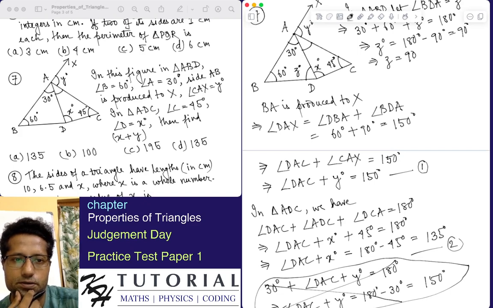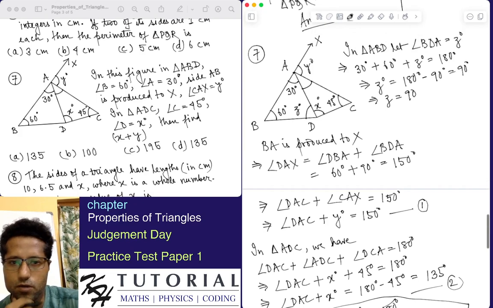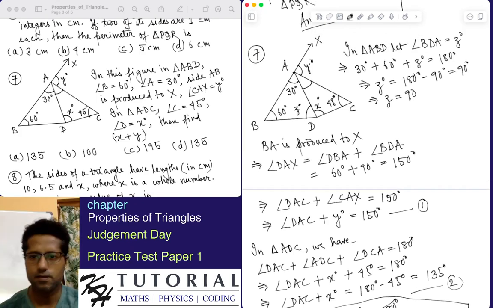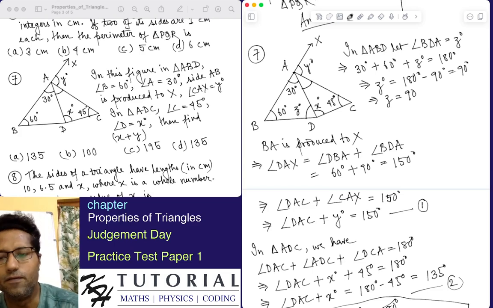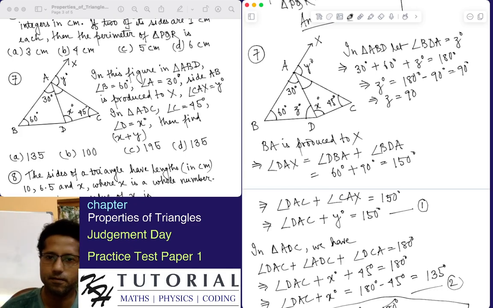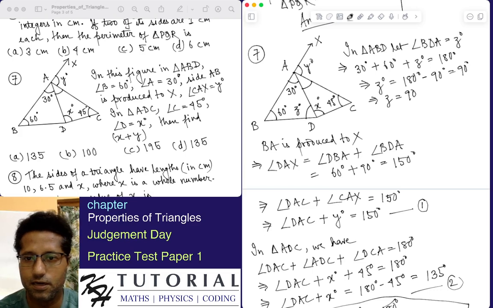In triangle ADC, C is 45 and D is x degree. Now I am not sure from the figure whether BC is a straight line or not. I mean, whether B, D, C are collinear points or not. If BDC are collinear points, then definitely we can find x, because in that case Z and x will form a linear pair. We can say that Z will be 180 minus x. X will be 180 minus Z, and Z we already know.